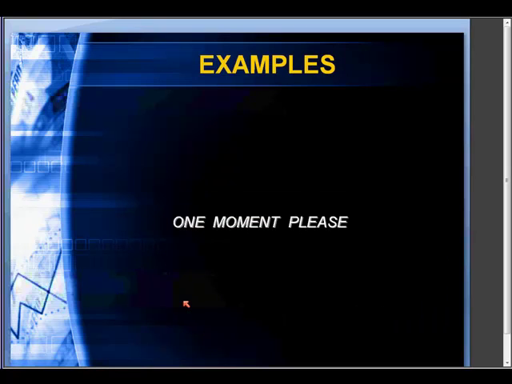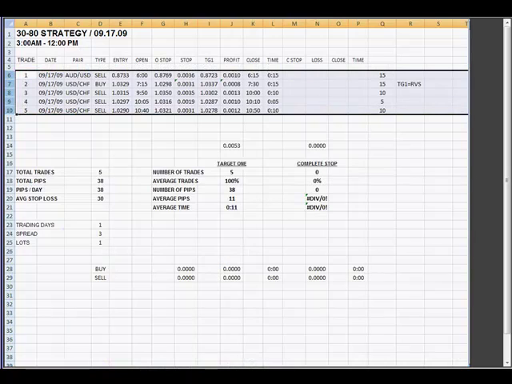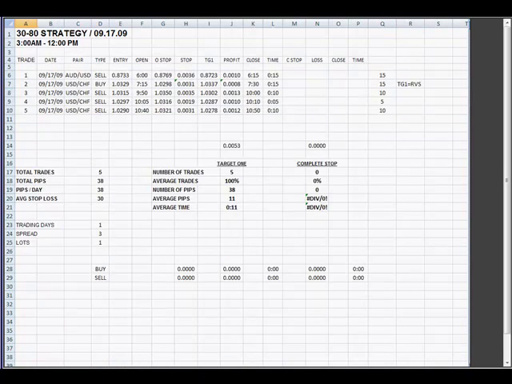I want to show you a couple of the trades that I took before my trade room opened and then after or during my trade room. So let me bring in first the tally sheet.